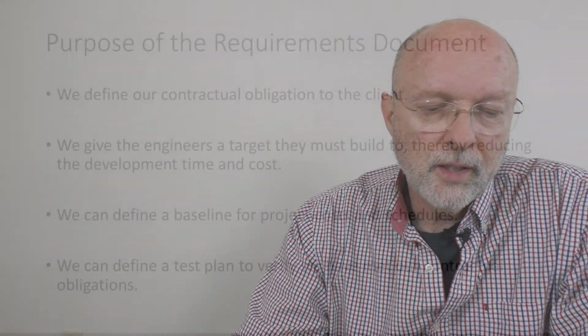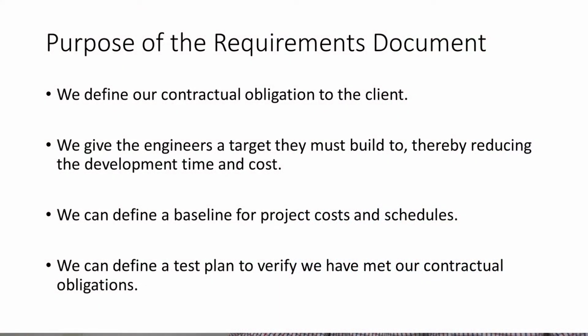This is where we define our contractual obligation to the client. We give the engineer a target they must build to, thereby reducing the development time and cost. Once the engineers know what they have to build, they can tell us how much they think it will cost and how long it'll take, so we can define a baseline for project costs and schedules. And finally, from our requirements, we can start to define a test plan to verify we have met our contractual obligations.